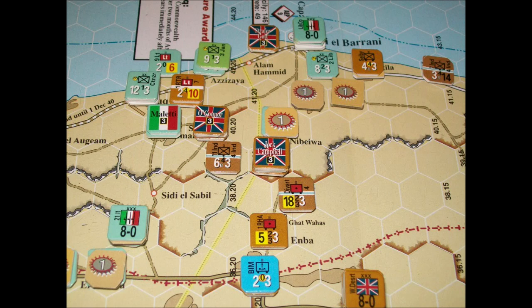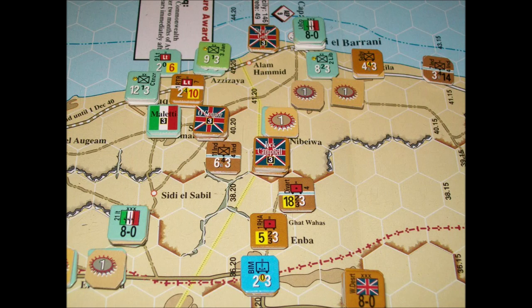The other difference is that the leader stays with the unit. So as long as the unit's in good order, the next phase, normally their reserve marker would be gone, but in this case, if they can pass their activation, they can activate their units again. So that's what the leader units can do.